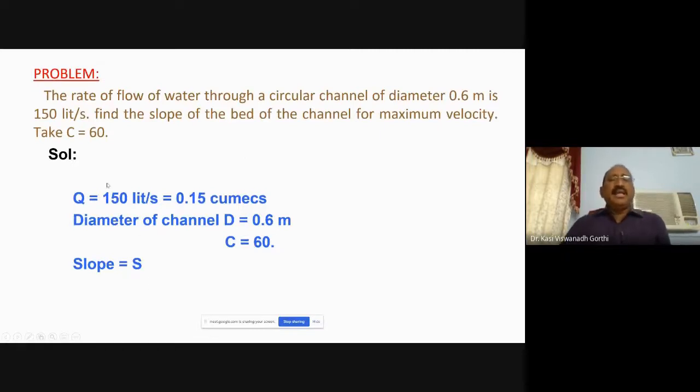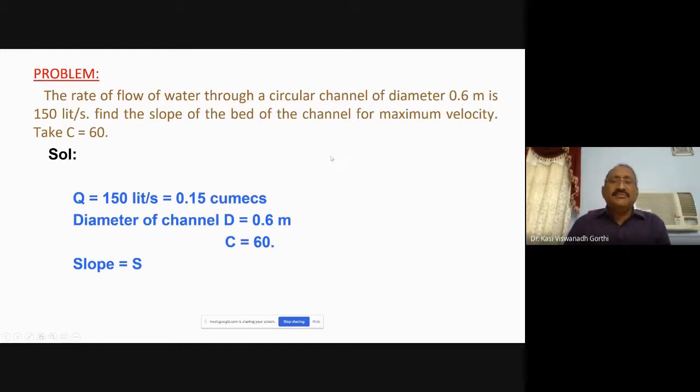Then the rate of flow of water through a circular channel of diameter 0.6 meters is 150 liters per second. Find the slope of the bed of the channel for maximum velocity. Here is the condition that you need to make use of, the condition for maximum velocity. So this is a circular channel. The diameter is given as 0.6 meters and the discharge is 150 liters per second, or 150 by 1000, 0.15 meter cube per second. And you need to find the slope for maximum velocity.